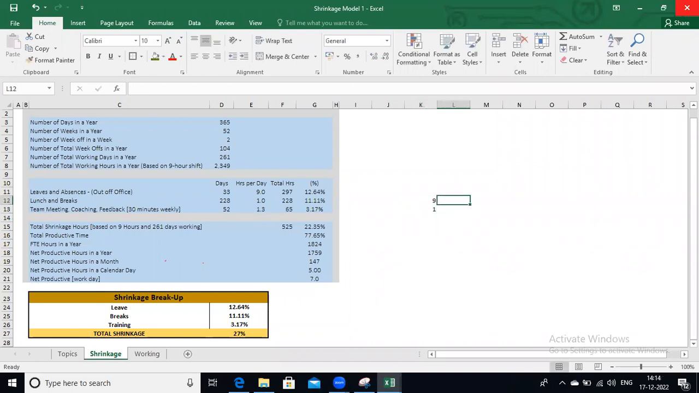it makes sense that 9 into 60, so it is 540 minutes, and 1 into 60. So this is the simple calculation. So we will get this number. So same like that, we have decided the in-office shrinkage.